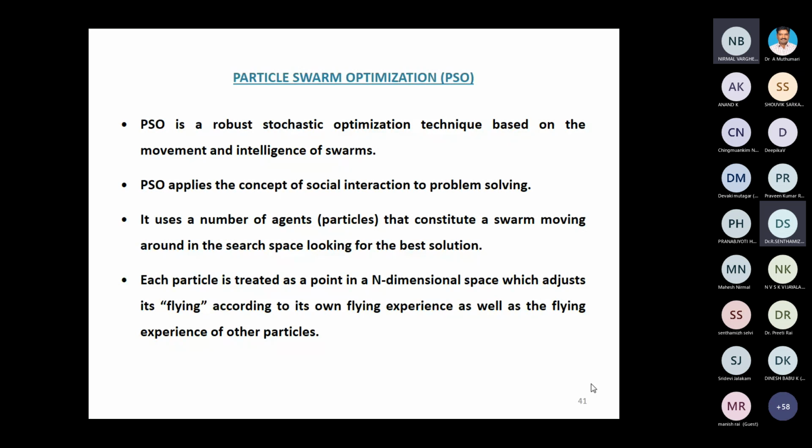How is it possible? Suppose there are 25 birds. Professor, like a searching? Yeah, exactly, searching. In that, what happens? There are some 20 birds, and any one bird, maybe in the middle or the last, identifies some food grains on the ground. Immediately they will all come. That is called local best. Once they decide, oh, this is the nearby food source, then all the birds will move towards the food grains. That is called global best, right?